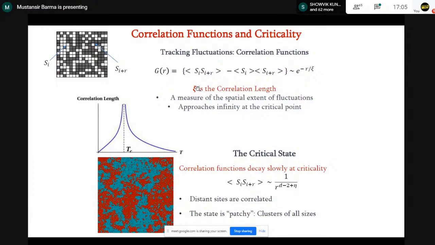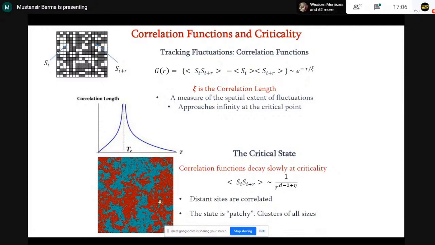But this length itself, Xi itself, is very strongly dependent on temperature. And it approaches infinity as you approach the critical point. This is remarkable because it is saying that at the critical point, things that are very far away also begin to get quite correlated. Actually, there is a correction to this form, and these correlations do fall. They fall, but they fall very slowly. They fall as a power law, as I've shown here lower on this slide, which is a very, very slow decay.